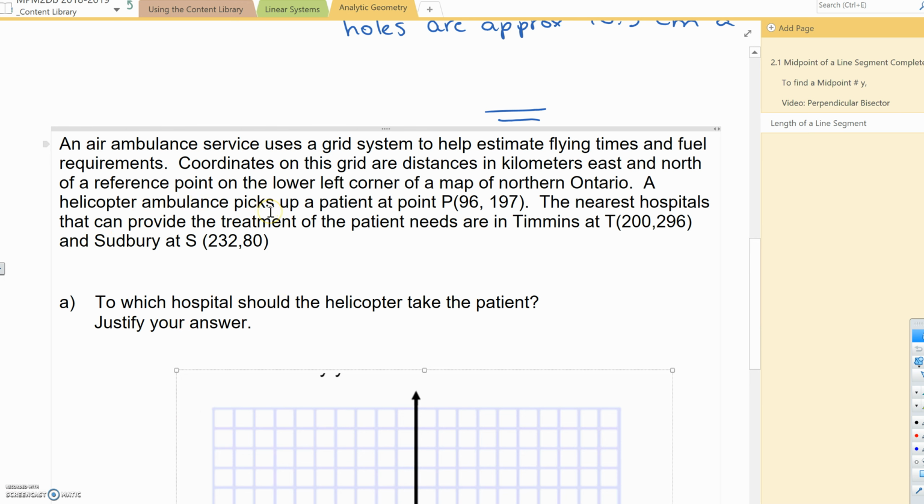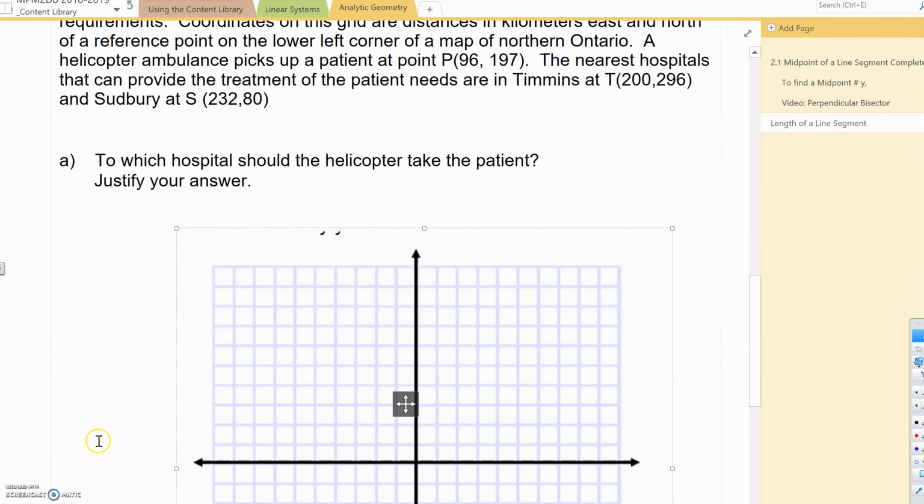Okay, so an air ambulance uses a service grid to help estimate flying times and fuel requirements. Coordinates on this grid are distances in kilometers east and north of a reference point on the lower left corner of a map of Northern Ontario. A helicopter ambulance picks up a patient at point P. The nearest hospitals that can provide the treatment the patient needs are in Timmins at point T and in Sudbury at point S. So they want to know to which hospital should the helicopter take the patient.